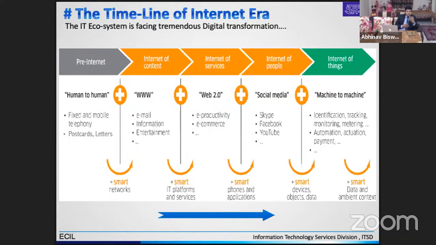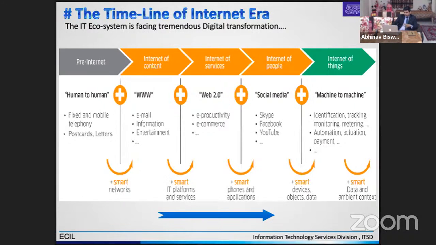Because of the proliferation of smartphones, social media started to boom. Skype, Facebook, YouTube. So people started communicating with each other. So it was the internet of people. And this was further enhanced by the smart devices industry, which we call IoT, the Internet of Things. So now we are into an era where machines can talk with machines independently without human intervention.